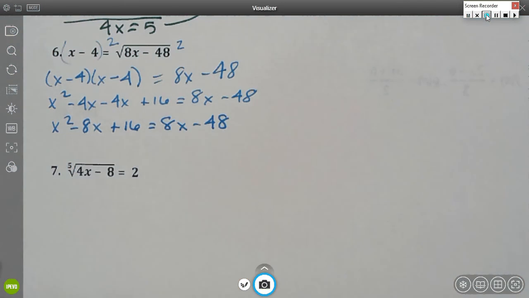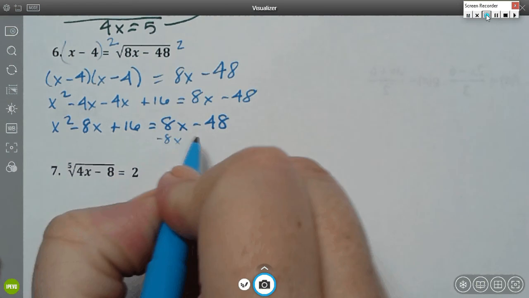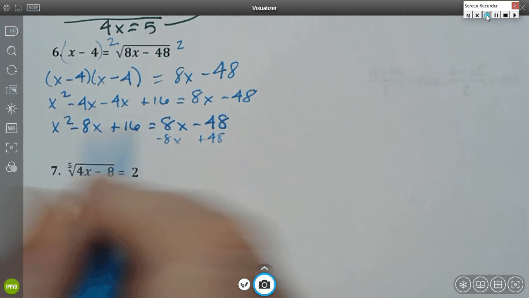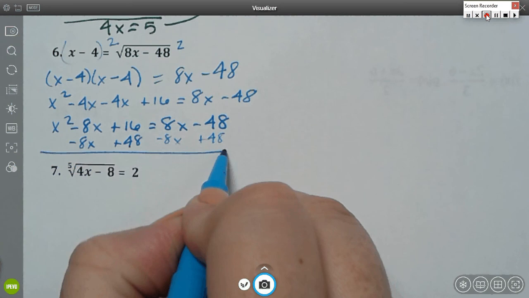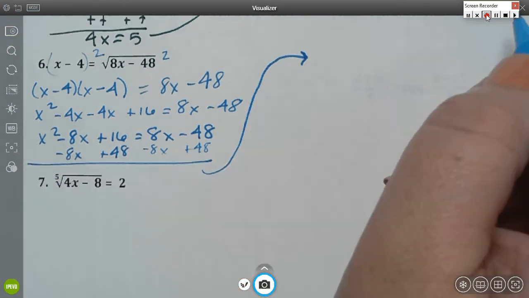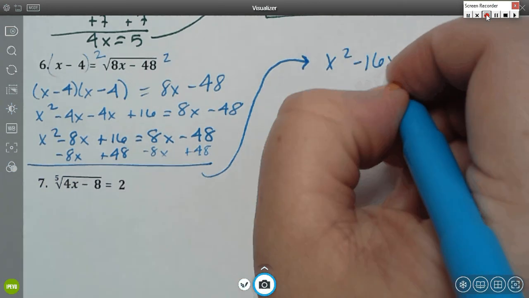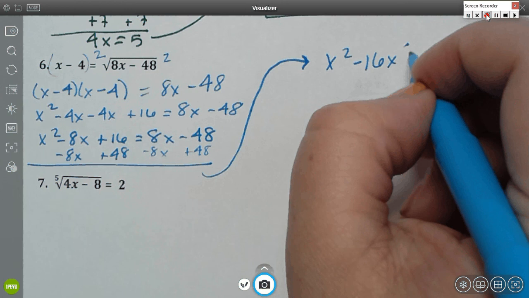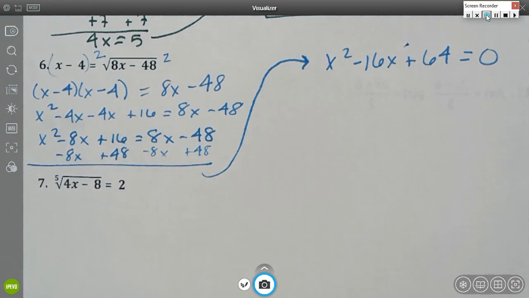I want to get everything on the same side because I do have a quadratic here, so I want to make it equal 0. So I subtract 8x and add 48, and I am going to come right up here to finish this problem. So that gives me x squared minus 16x plus 64 equals 0. Okay, I still have to solve.